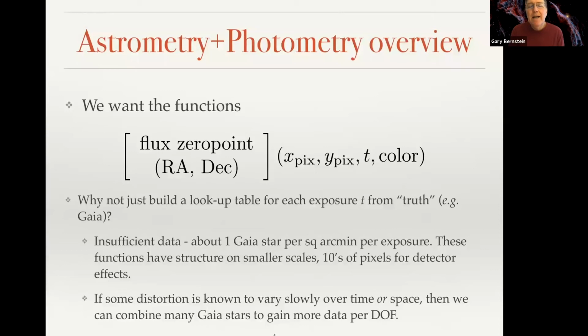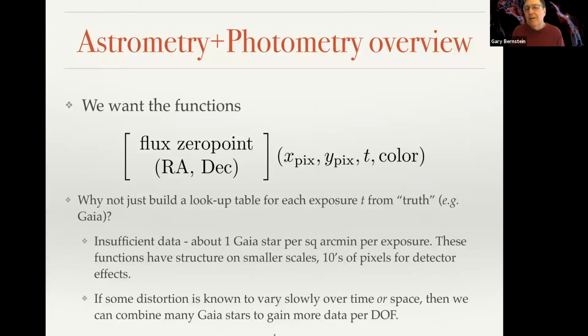And the first question you might ask, let's talk about astrometry, for example, is why not just take the truth from, say, the Gaia catalog for all the stars and just build a lookup table by comparing the Rubin observations to the Gaia values for a selected set of stars, make some gridded function or something like that, and save yourself the trouble of trying to understand why you ended up with that function. And that would work pretty well if there were enough stars, but basically there are not. So there's about one Gaia star per square arc minute per exposure. And a lot of the functions that we're looking at have structure on scales well below an arc minute.